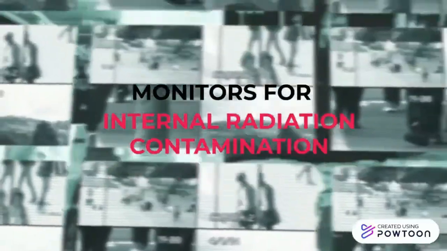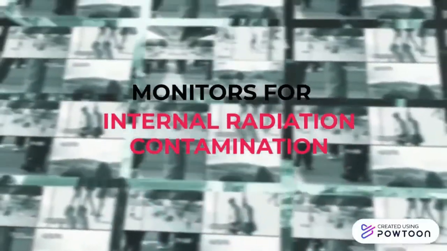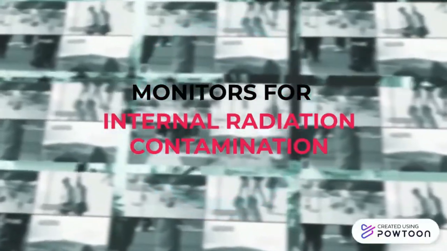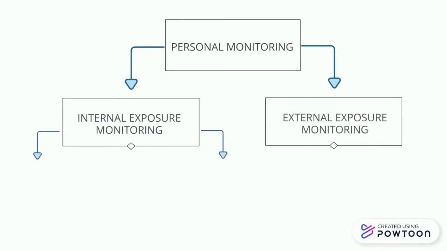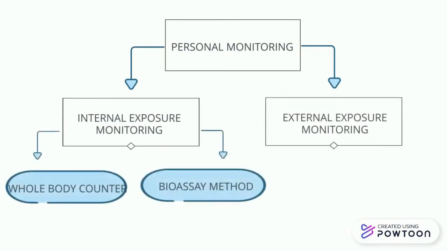This part is on how to monitor for internal radiation contamination. There are a lot of ways actually, but I'm going to go through only one way, which is personal monitoring. It is divided into two, which is external exposure and internal exposure. For internal exposure, it has two methods, which is bioassay method and whole body counter.